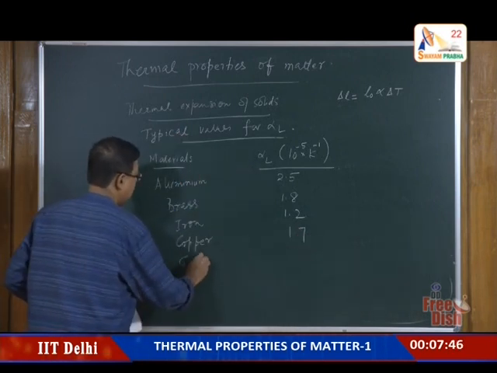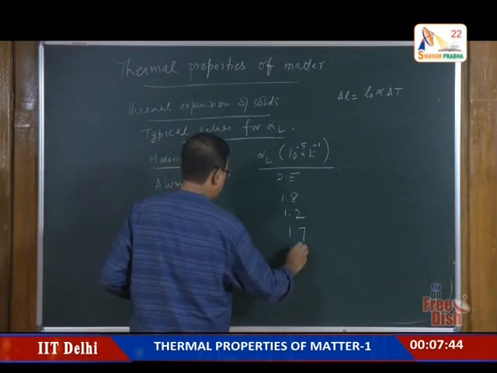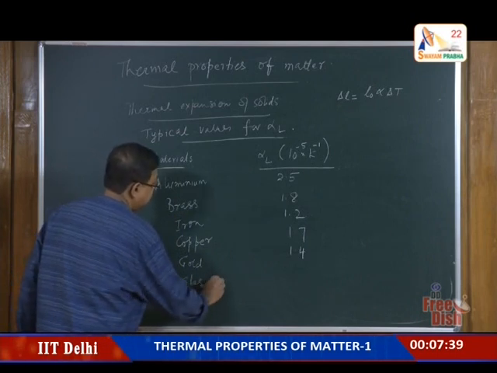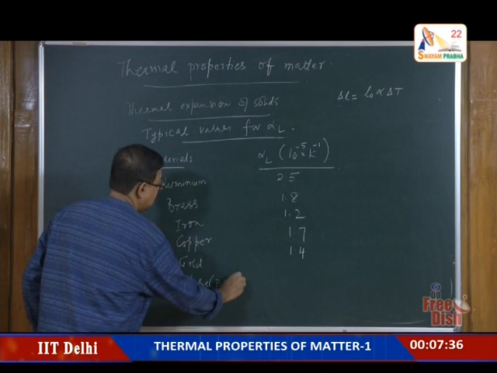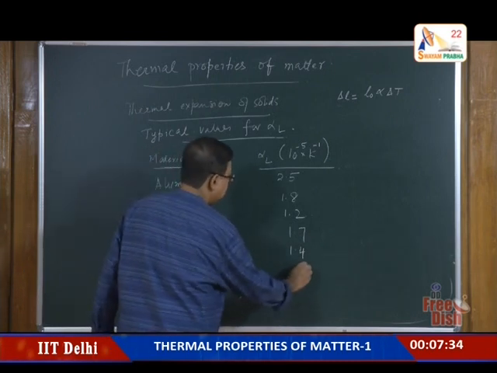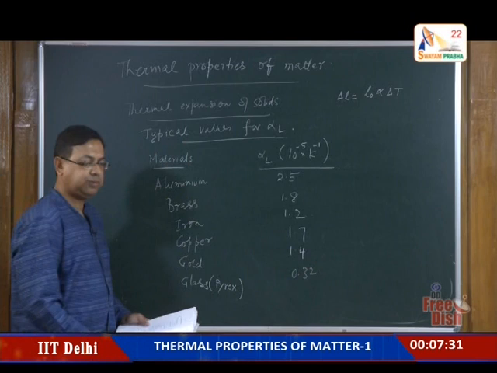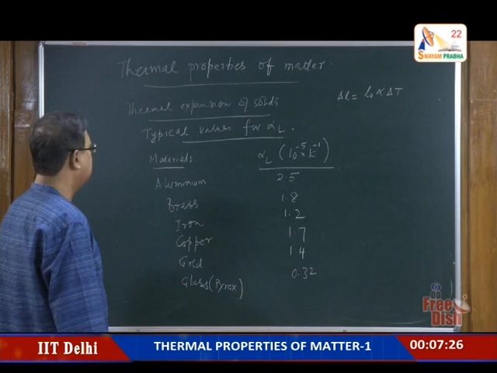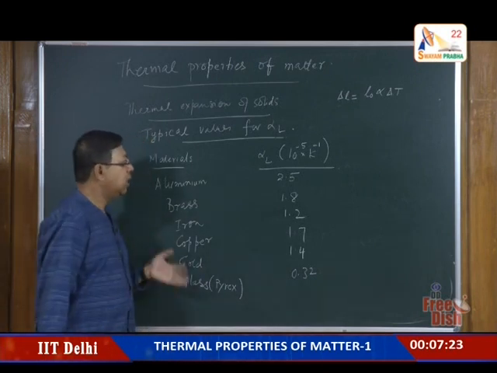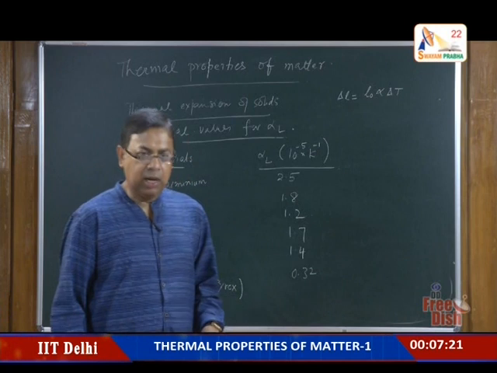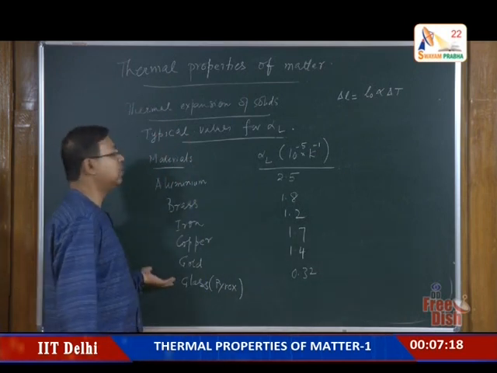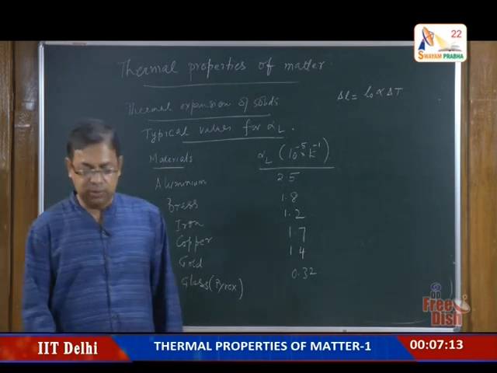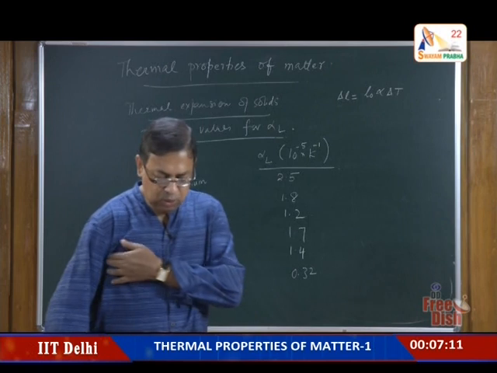Gold, which is 1.4, and glass, which is the Pyrex variety, this has 0.32. So these are some of the typical numbers for the linear expansion of solids, and one can understand that a glass has a much smaller coefficient of linear expansion than that of aluminium. All right.